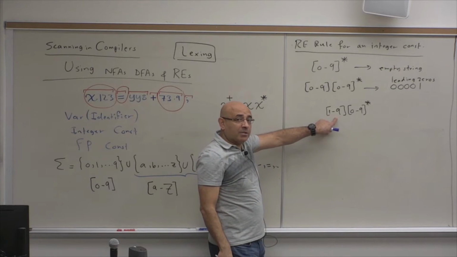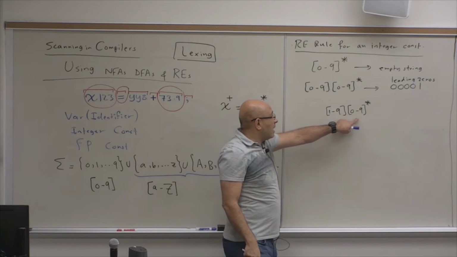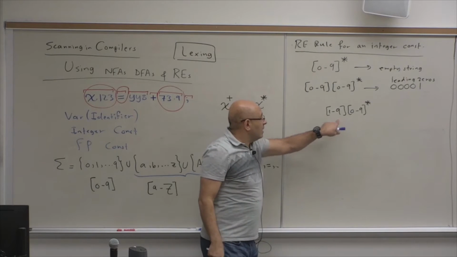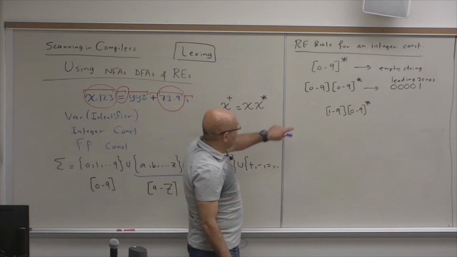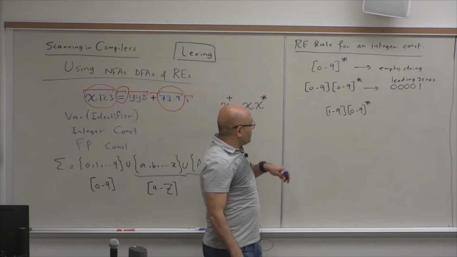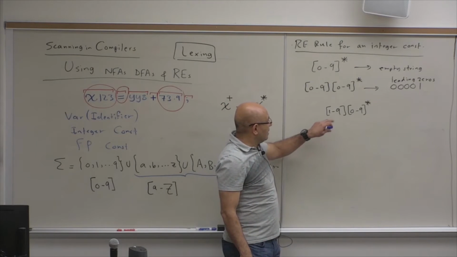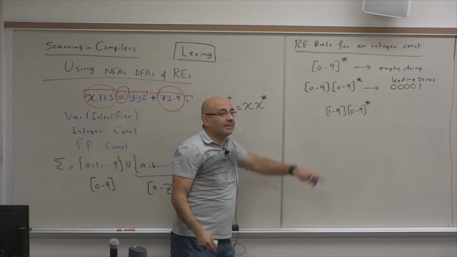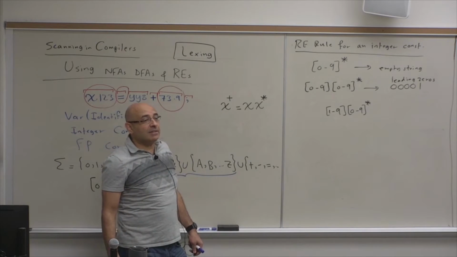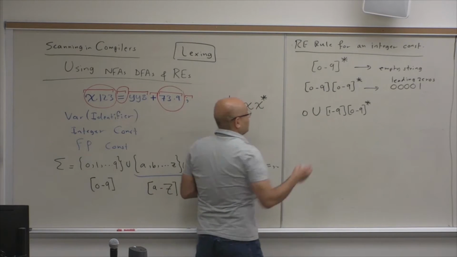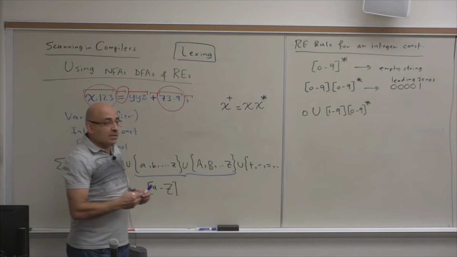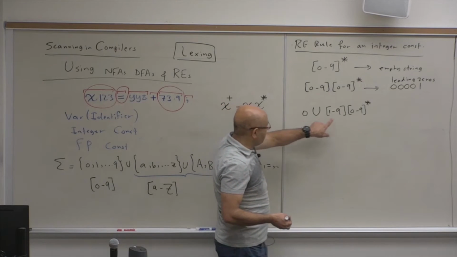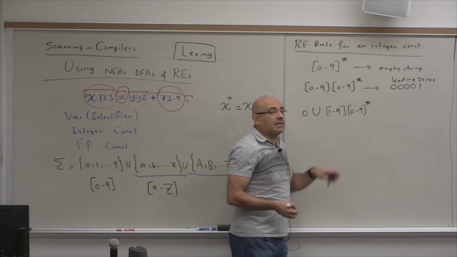So you're saying that the leftmost digit must be between 1 and 9. 0 cannot be the leftmost digit. And then to the right of that, you can have anything, including 0. So the 0 is allowed. This will not allow leading zeros. But what's the problem with this? Yeah, you cannot have a 0 by itself, right? So you can just do union 0. Then you can have the 0 by itself. So either a 0 by itself or an integer that does not have leading zeros.